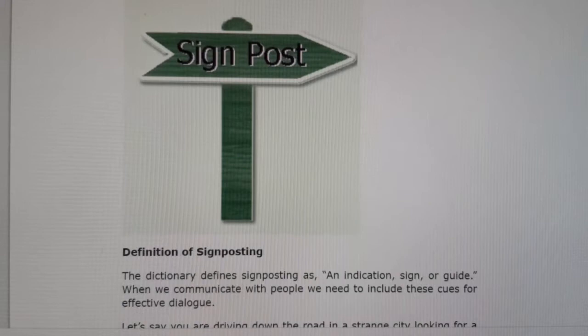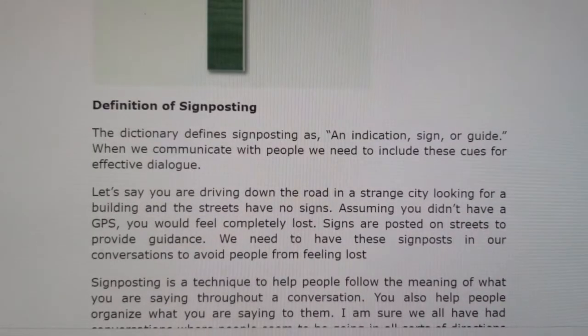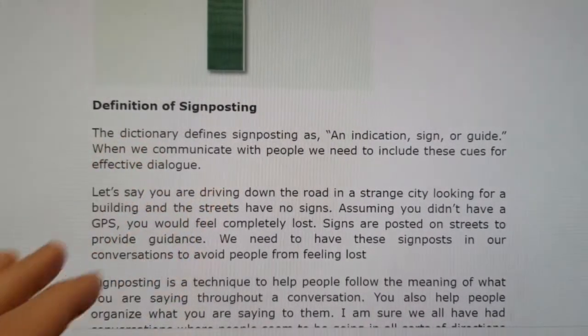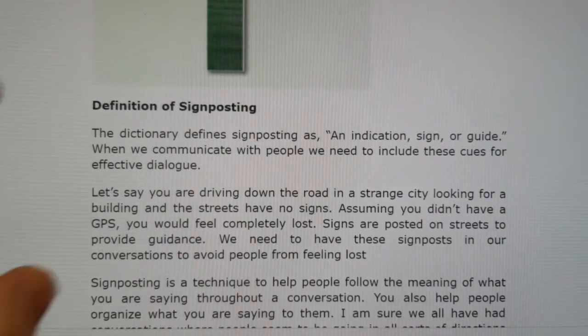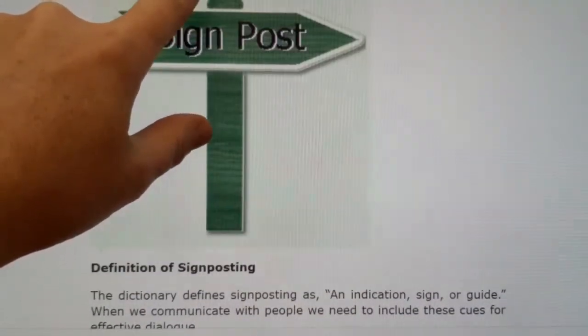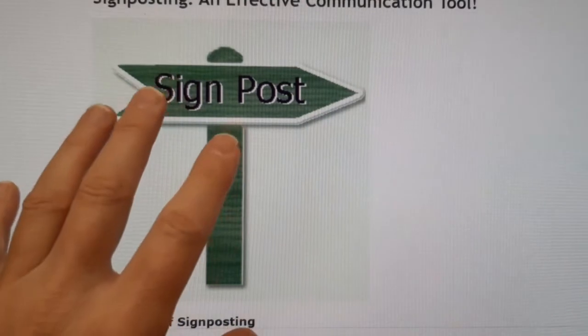So the first thing that I actually want to do is define signposting. What exactly is it? If you look at the dictionary, the dictionary defines signposting as an indication or a sign or a guide. So it's much like a signpost. A signpost is a sign.